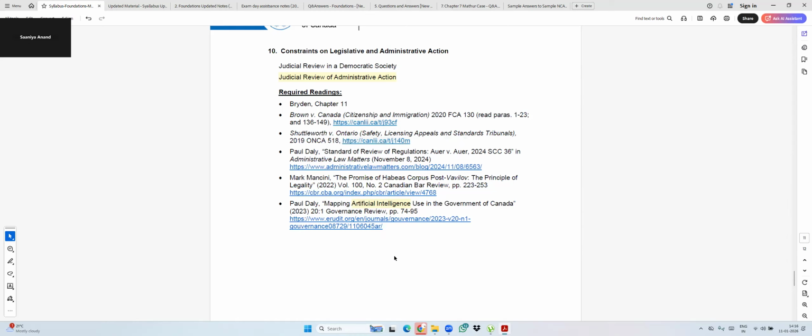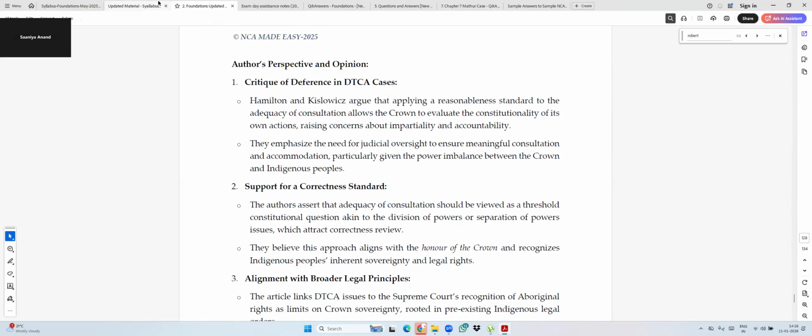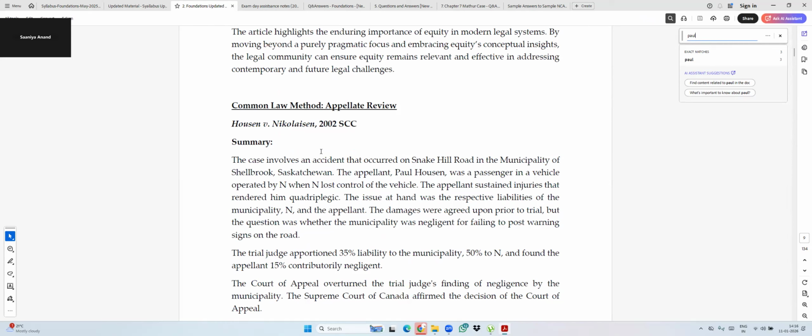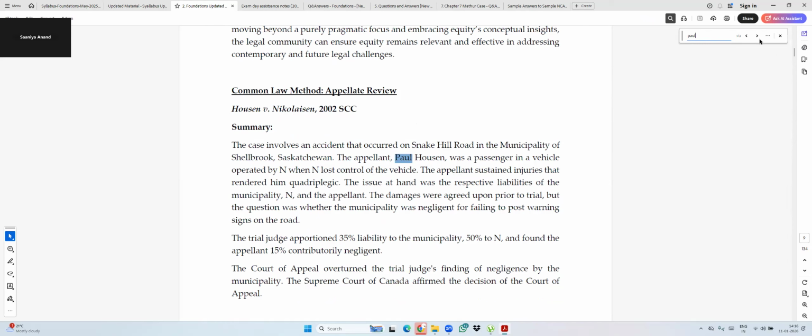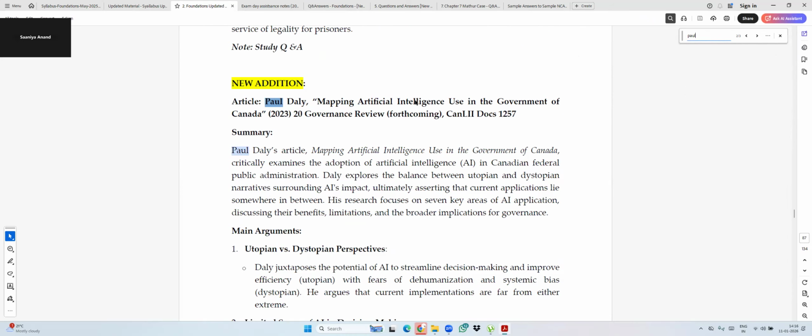So basically, it is just connecting with that. What is the author's conclusion in this? I'm a little confused with this article. We'll see. It's been some time since I read it. Paul Daly.